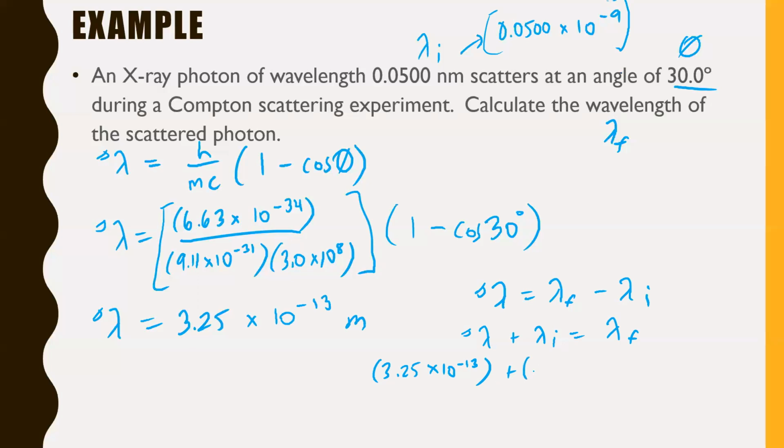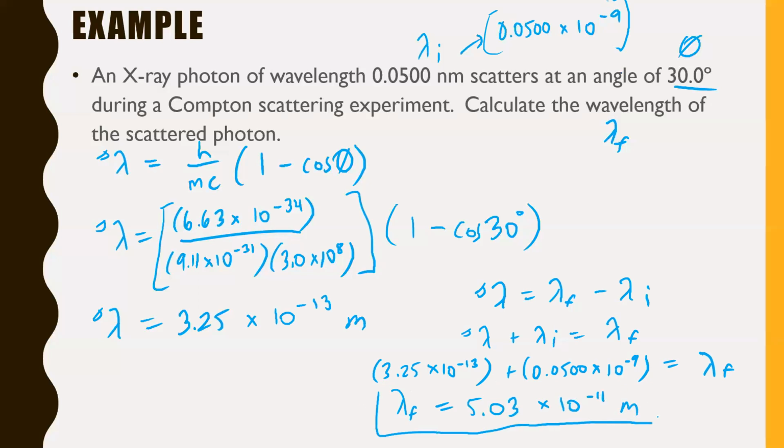So, 0.0500 times 10 to the negative 9. That's going to equal your lambda final. And what I get from my final lambda is lambda final is equal to 5.03 times 10 to the negative 11 meters. And that right there would be my final answer.